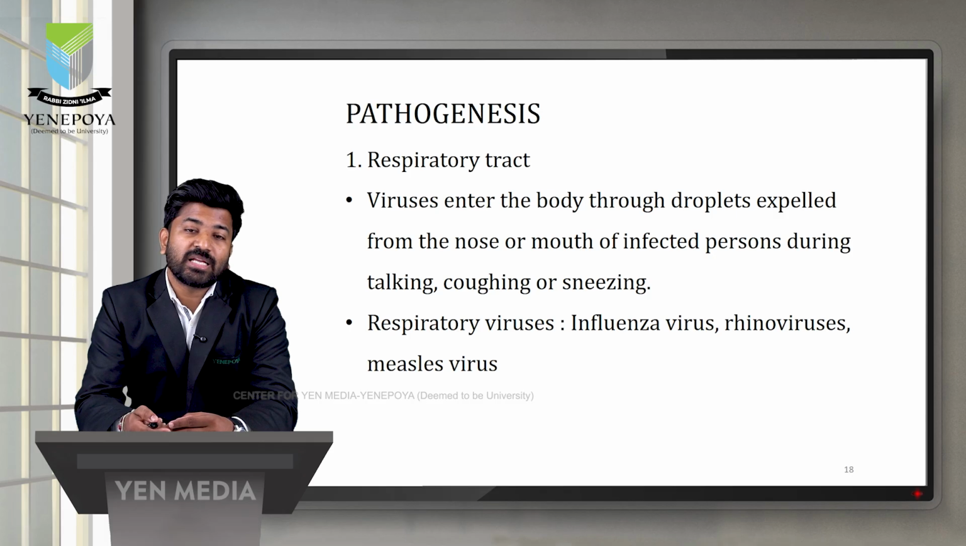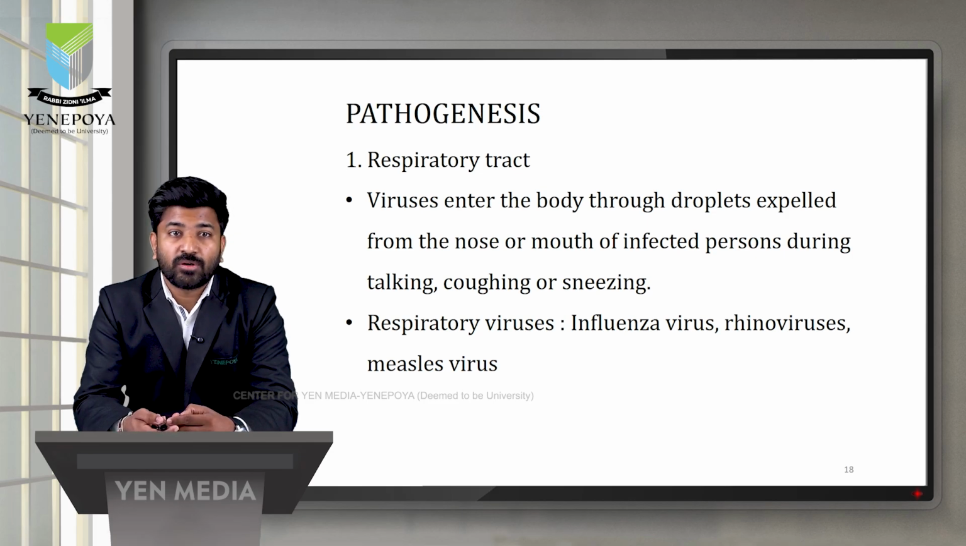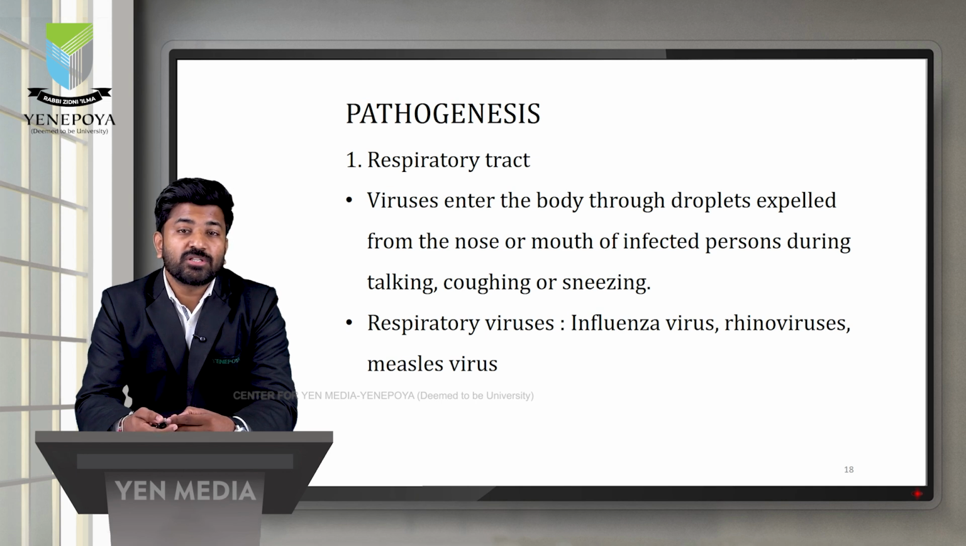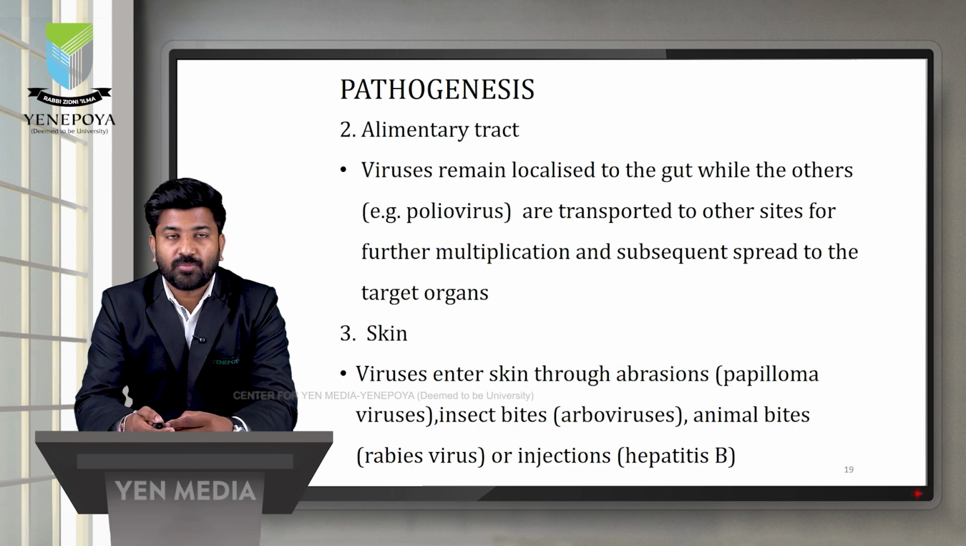Respiratory tract viruses usually enter through the droplets that are expelled from an infected person through the nose or mouth. They enter a new person and can produce infections. Certain infections are produced by viruses such as influenza viruses, rhinoviruses, measles viruses, which majorly cause respiratory infections. Certain viruses enter through the oral cavity and remain localized in the gut for a certain period of time, and they establish there, causing infection in the intestinal region, for example poliovirus.